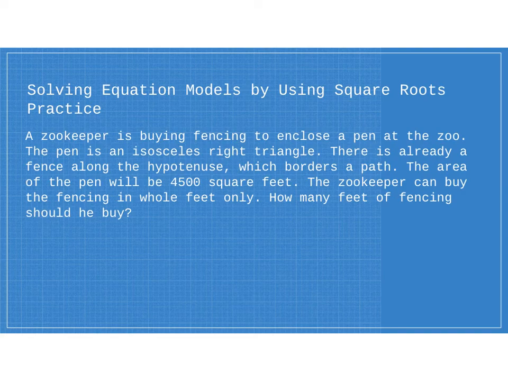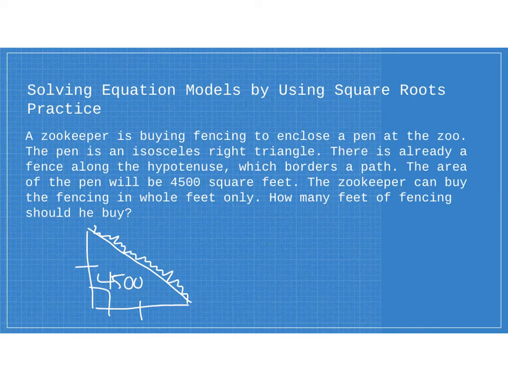Alright, so on this one we have a zookeeper is buying a fence to enclose a pen at the zoo. The pen is an isosceles right triangle. So let's draw that. Since isosceles, we know that those two legs are congruent or equal. There is already fencing along the hypotenuse, so we already have fencing here. The area of the pen will be 4,500 square feet. And the zookeeper can buy fencing the whole feet only. How many feet of fencing should he buy?